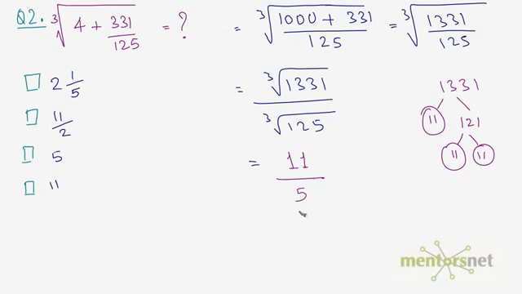So this is 11 by 5, but you don't see any option here as 11 by 5. So you must divide 11 by 5 to represent it as a mixed fraction. So let us divide 11 by 5. 5 2s are 10, the remainder is 1. So you can represent it as 2 1 by 5. So the option is option A.